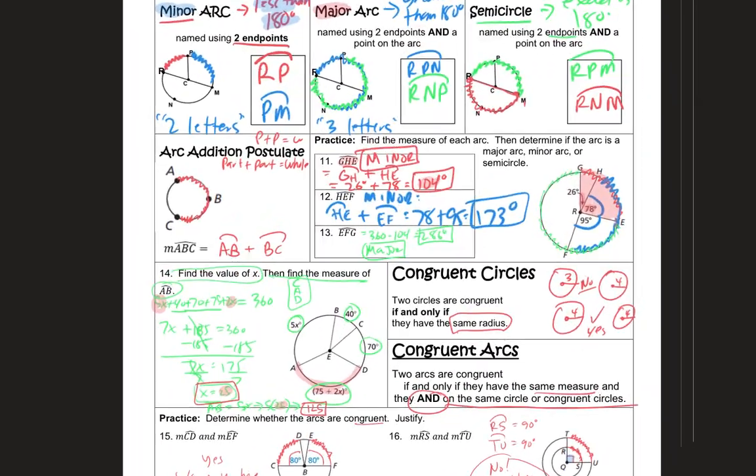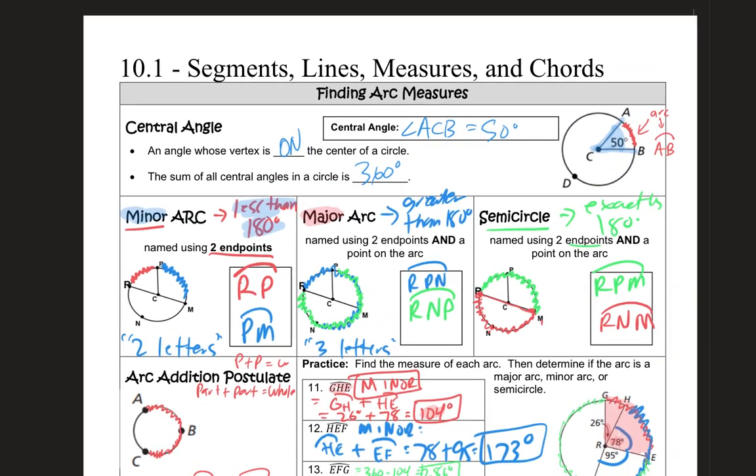I know we went through a lot of tricky concepts, but the arc is what is created by the central angle. So this is a central angle here. If that's 50, that means that arc is also 50. They all add up to 360. If it's less than 180, it's a minor arc. If it's greater than 180, it's a major arc. And if it's exactly 180, it's a semicircle. And we just remember our part plus part equals our whole.